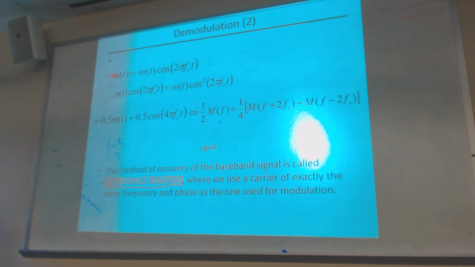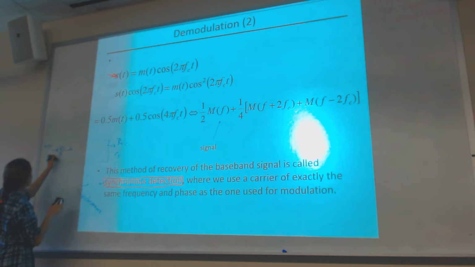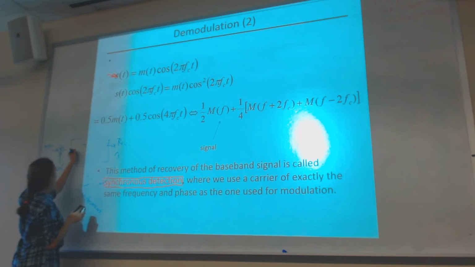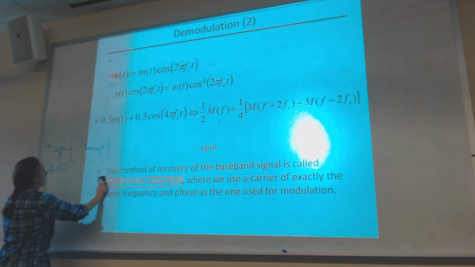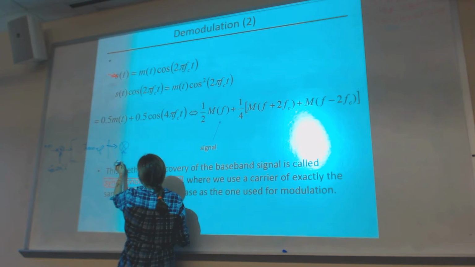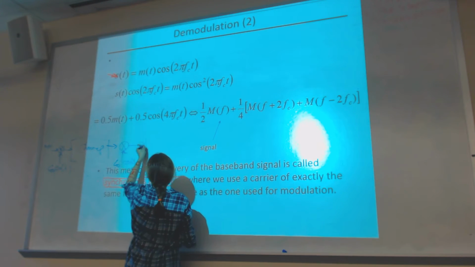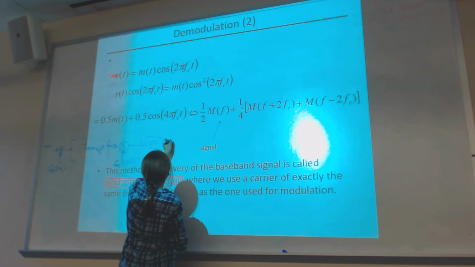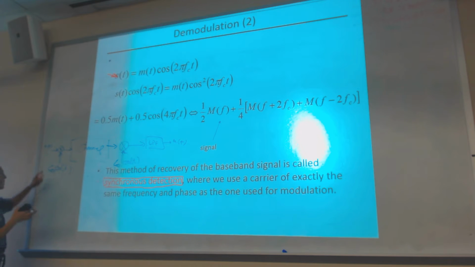So let's see what happened again. At the transmitter, I multiply my signal by cosine of 2 pi fct. This was the communication channel. And at the receiver, I multiply again by another cosine, then low pass filter. I got my signal. So now why do we say that the transmitter and receiver must be synchronous?